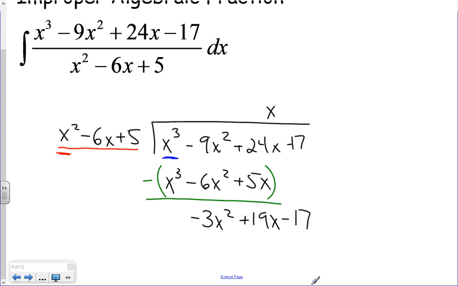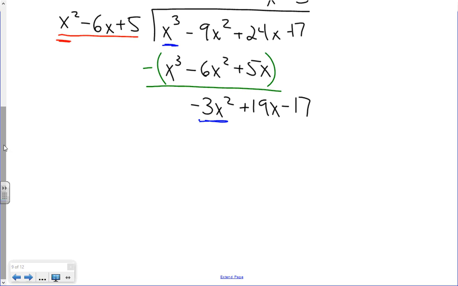And now I'm going to repeat this process, but now I'm looking at, instead of the x cubed that I started with up above, I'm now looking at the 3x squared. And my question is, what do I have to multiply the x squared that's out front by to end up with a negative 3x squared? Well, clearly that's a minus 3. If I put the minus 3 above the negative 17 there, now I'm going to take that negative 3 and multiply by this polynomial up front and write the answer down below here.